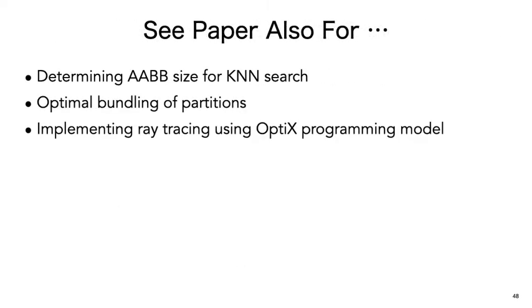Due to the time limit, I won't talk about how we determine the AABB size for KNN search, which turns out to be slightly more subtle, which you can find in the paper. In the paper, you can also find how we can optimally bundle the partitions, because as I said, query partitioning is essentially trading or increasing the BVH construction cost to reduce the search cost. So there's a sweet spot, which we talk about how to identify in the paper, and you can also find implementation details. So I want to quickly talk about some high-level results.